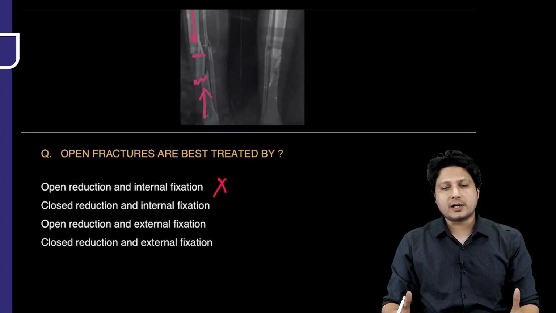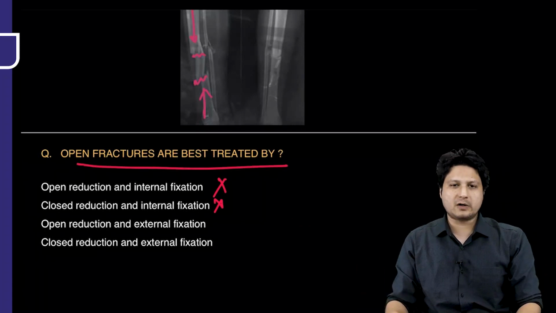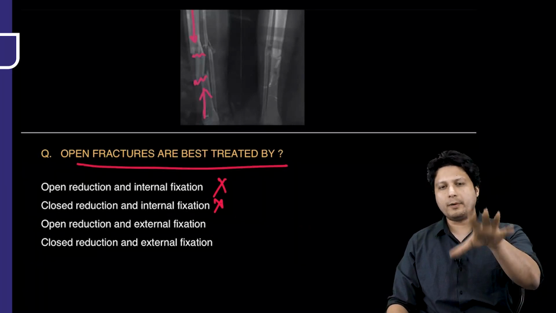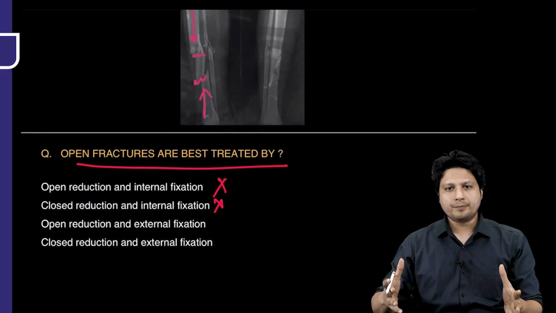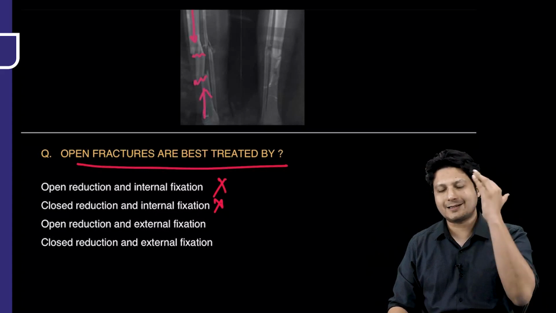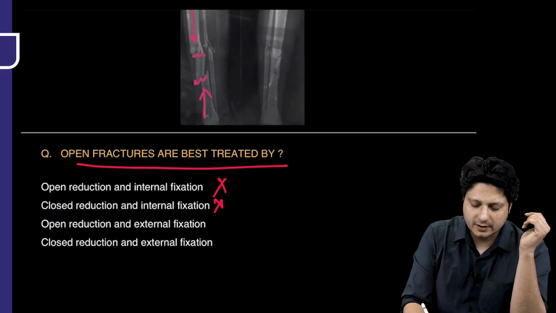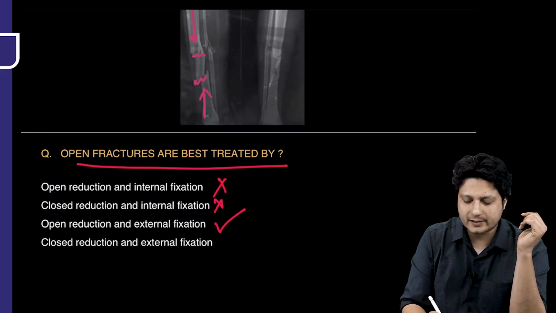Then closed reduction and internal fixation. Actually, when the question is non-specific, they are just asking about the open fracture. So consider it to be an extensive kind of open fracture where external fixation is something the examiner wants to hear from you. So open reduction, external fixation, that is the correct answer. Closed reduction and external fixation.